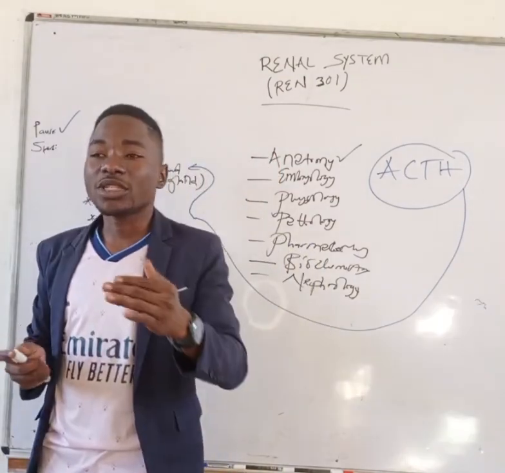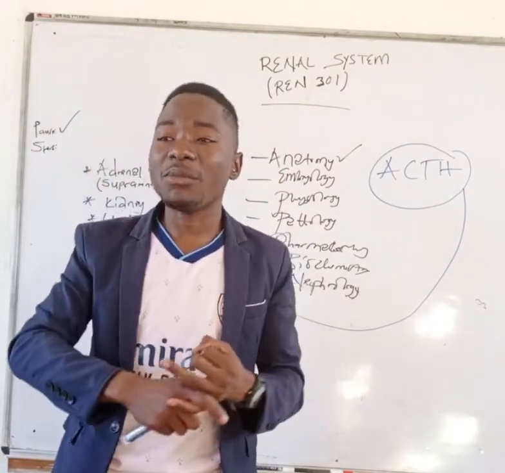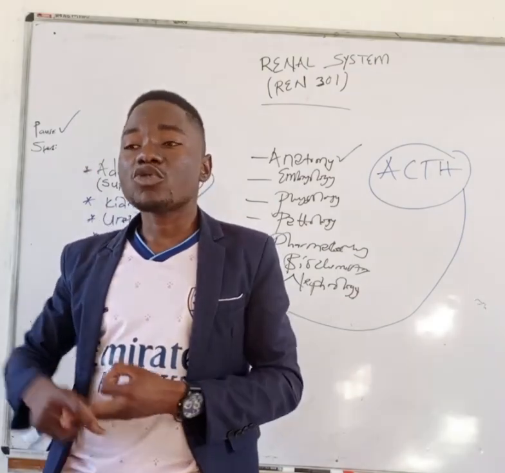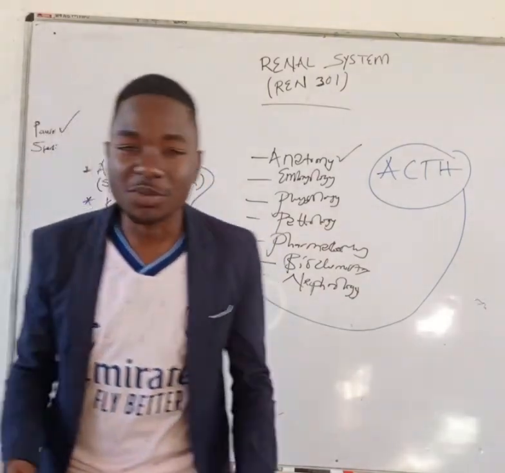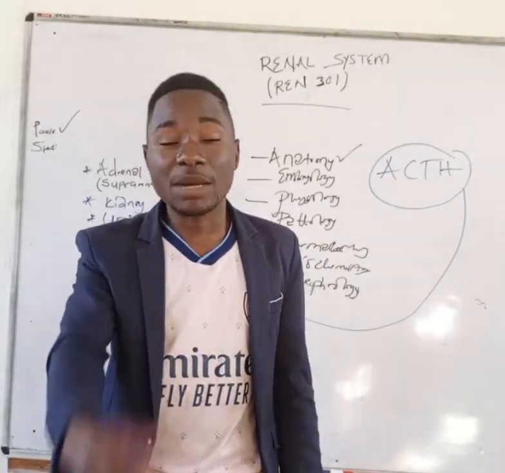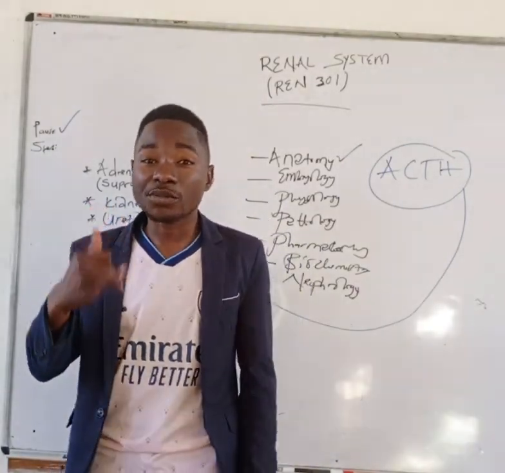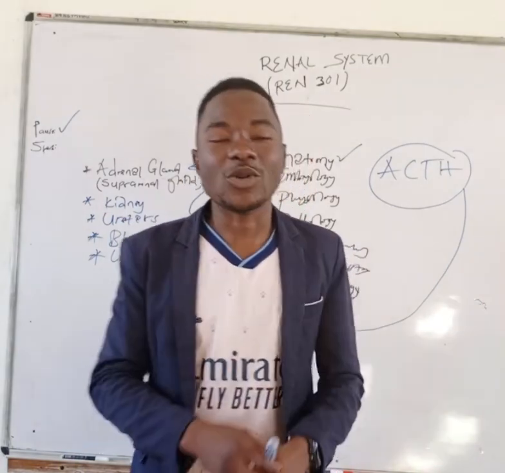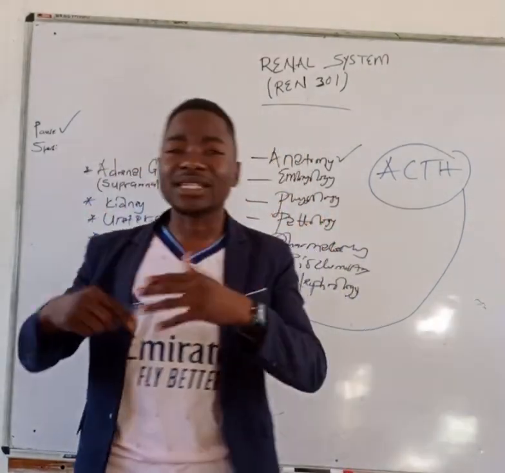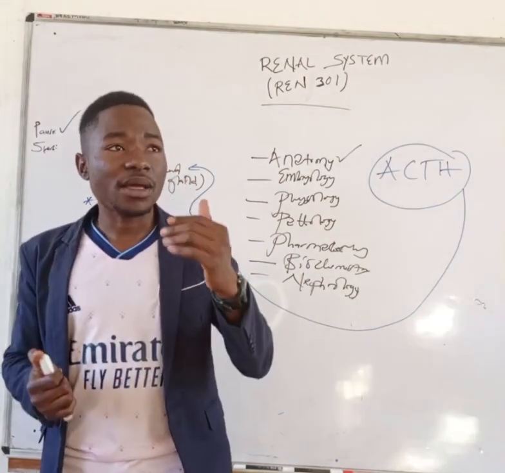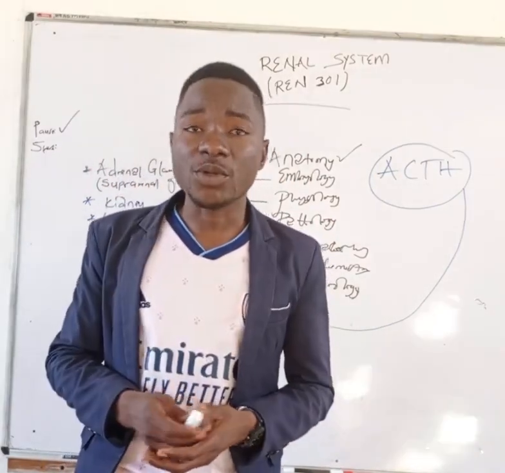So, in short, it is connected to the component of the hypothalamic, pituitary, suprarenal axis, which is responsible for coordination of stress response and metabolism. A good example is cortisol. Cortisol is a stress hormone, so it is produced when you're stressed. It all starts from the hypothalamus and reaches there, so that the suprarenal gland can produce it.